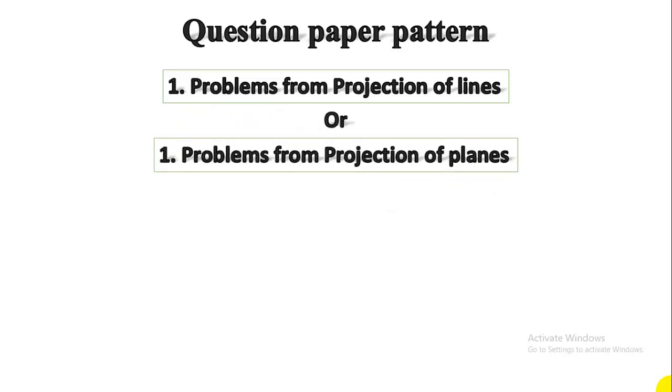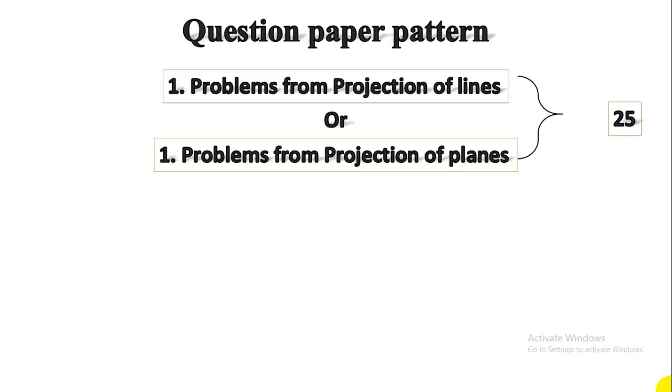Next we will discuss the question paper pattern, how the question paper is given in the examination. We have three questions. The first question has two options, projection of lines and projection of planes. You can attend either one, and it carries 25 marks. If you know the concepts well in lines, you can attend lines and skip planes and get the 25 marks.